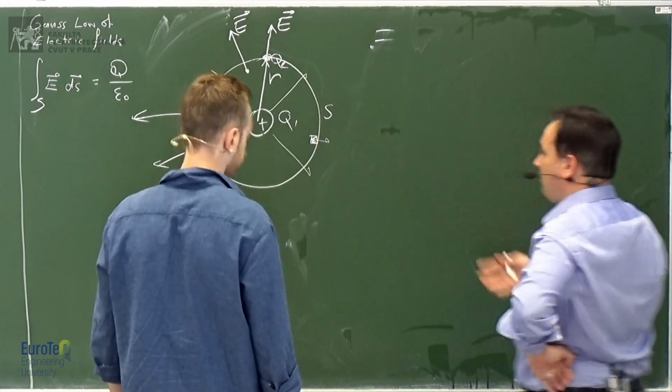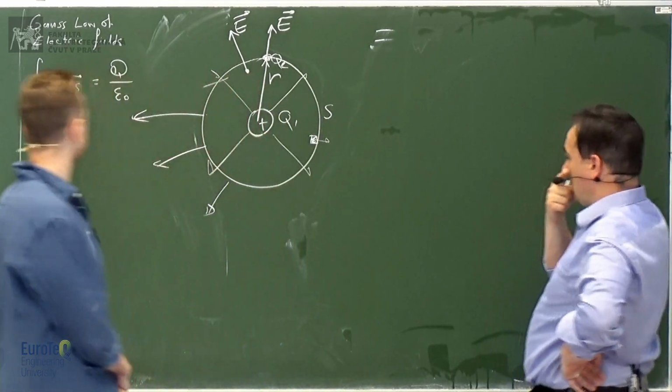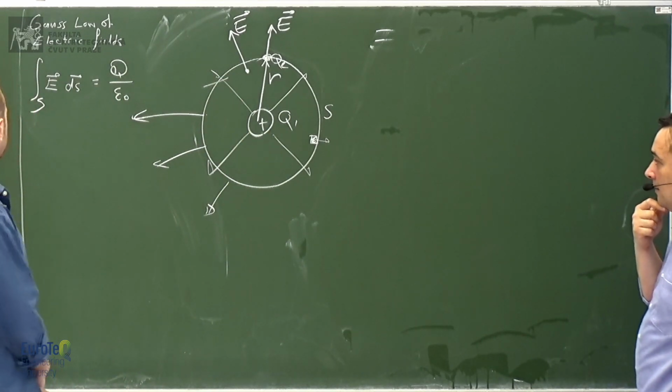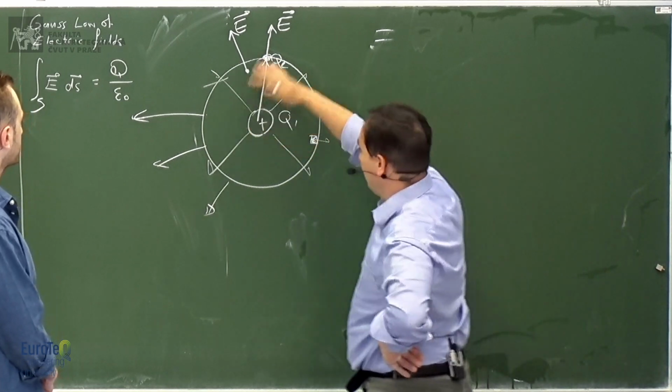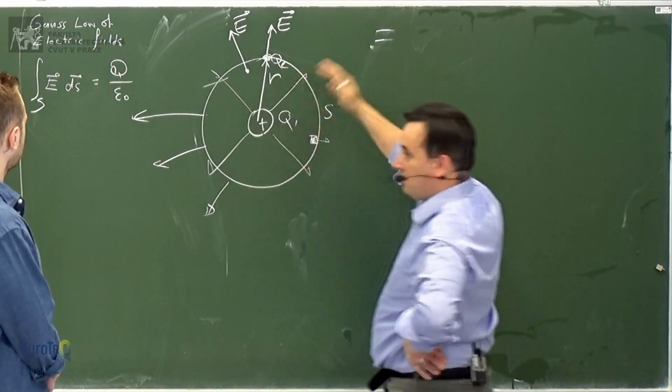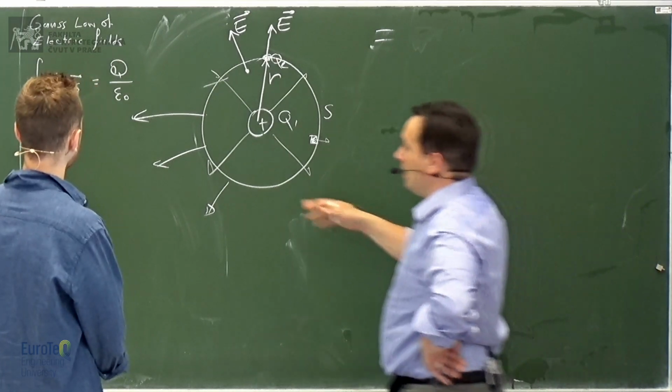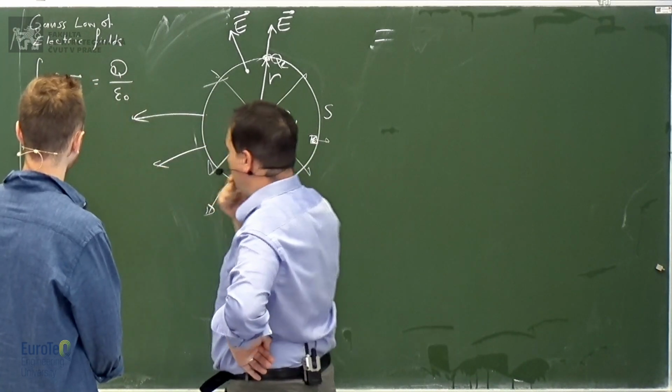Okay, we in fact observed the electric field and we calculated the integral over a surface, and we realized that it's equal to Q divided by epsilon 0.